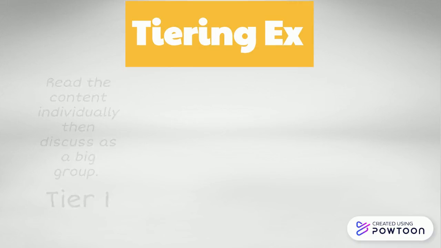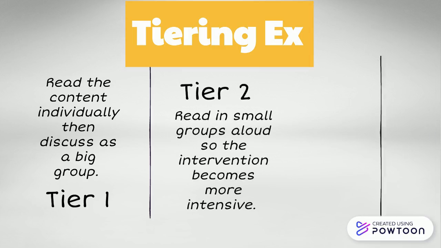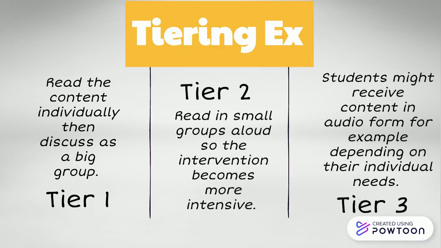For example, in Tier 1, the students can read the content individually, then discuss big ideas as a big group. Then, in Tier 2, they can read as a small group in another area in the classroom setting, so intervention becomes more intensive. In Tier 3, students may receive the content information in audio form depending on their individual learning needs.